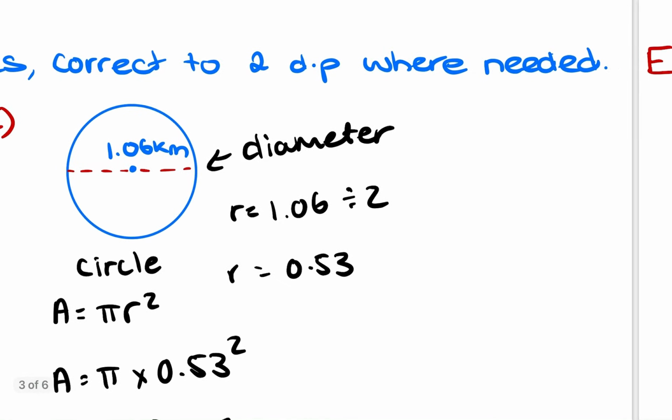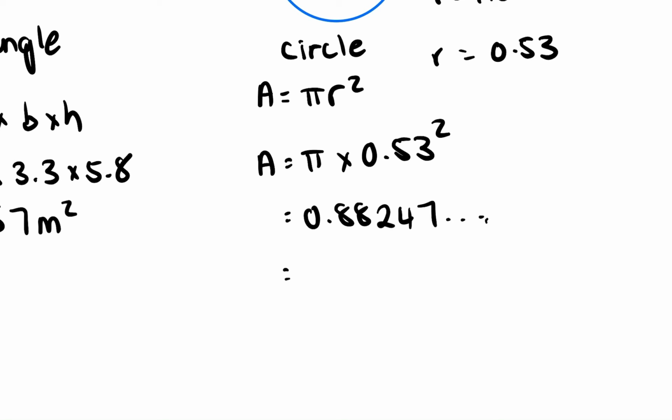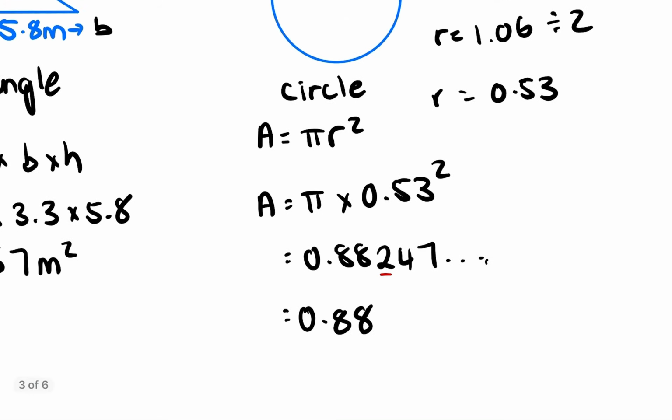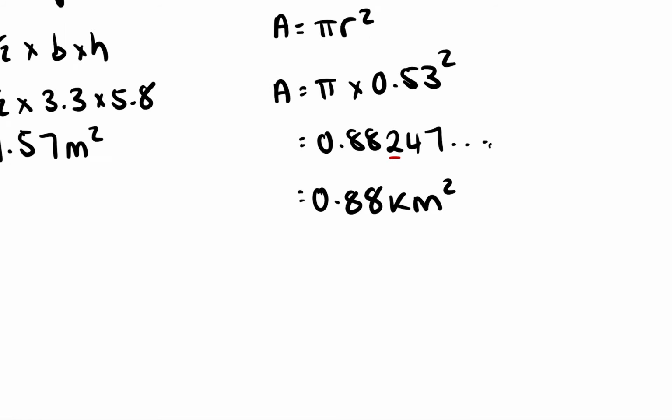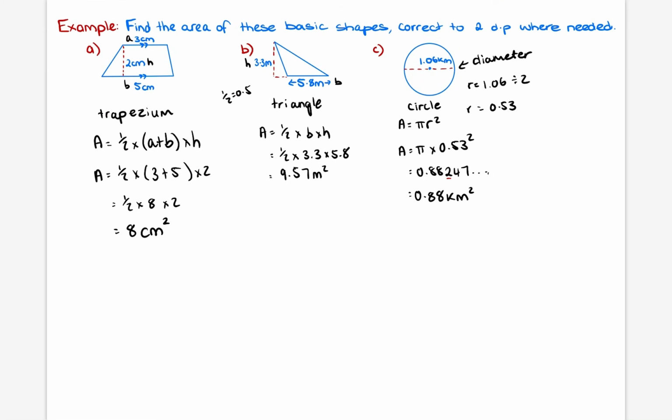Now, our question said to 2 decimal places. So I'm going to look here and it's going to be 0.8. I'm going to look at this guy here and go, okay, if it's between 0 and 4, my 8 before it stays the same. But if it was 5 or higher, my 8 would become a 9. But because it's a 2, I'm an 8 here. Now, this one was in kilometres, so I'm going to have kilometres squared. And that is how we find area of 2D shapes.